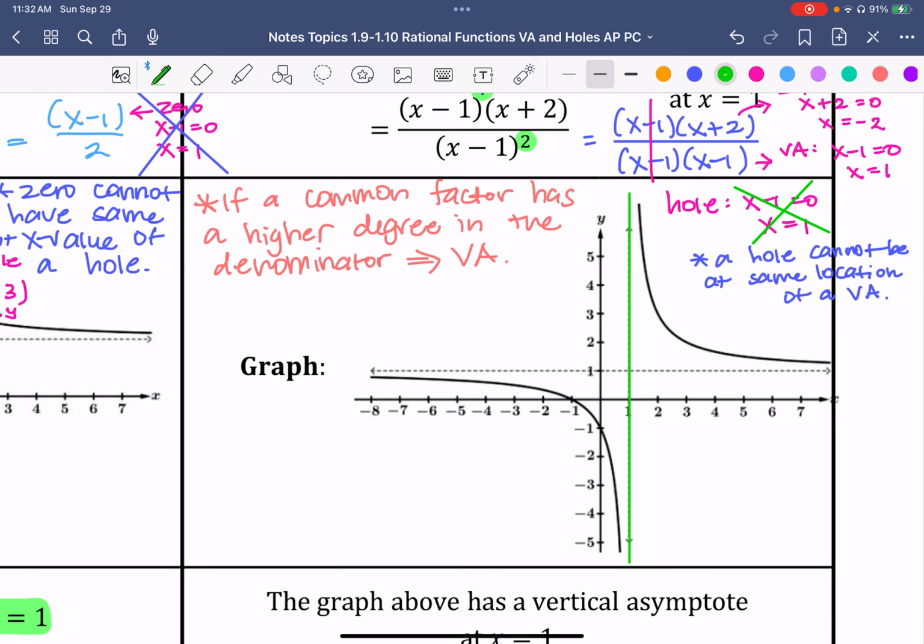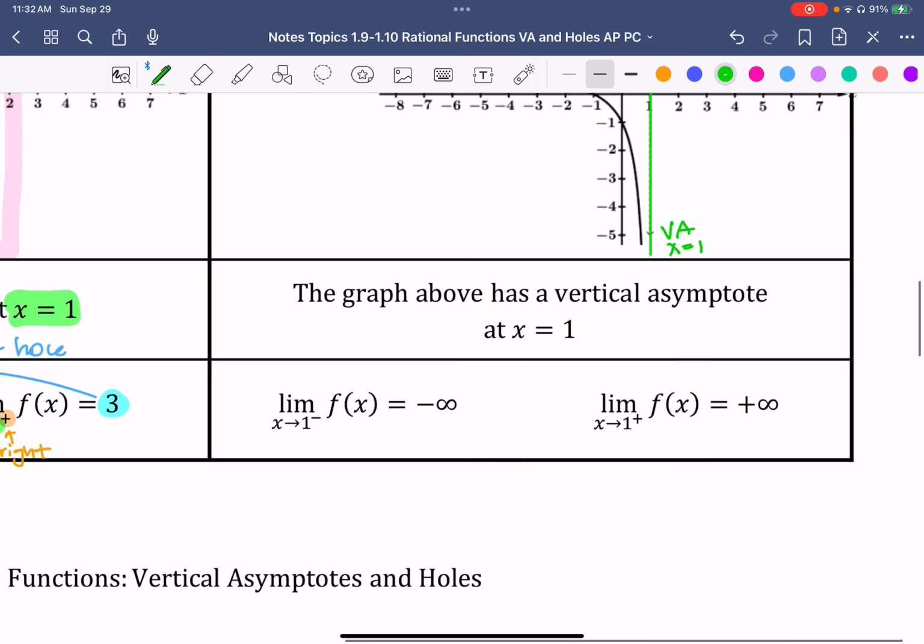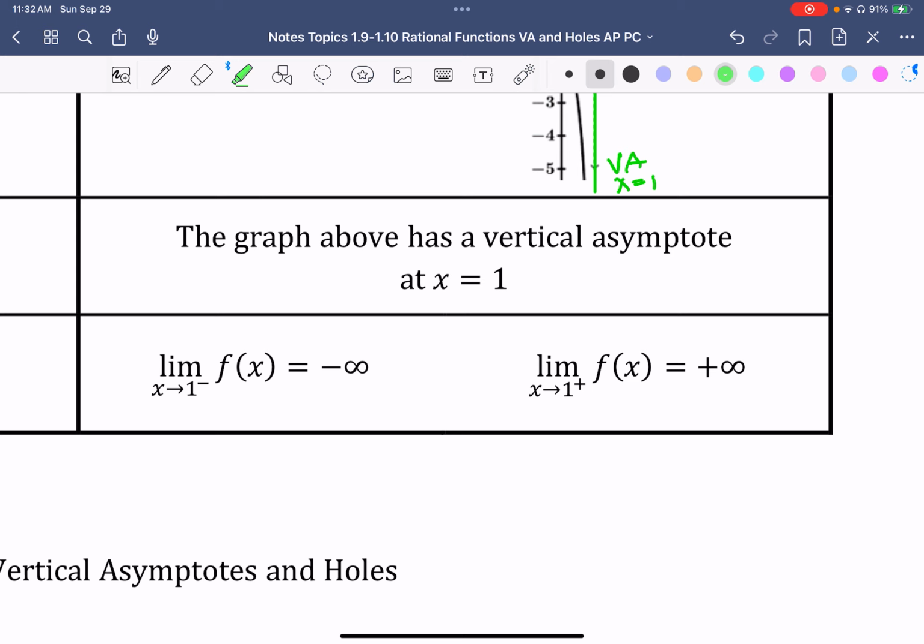They do not always have to give you a dashed line, so please do not rely on the dash to identify the vertical asymptote. For the limit statement, it's similar to the hole. You have x approaches 1 for both the left and the right side, and that will also be the x value of the vertical asymptote. And then we still have the minus and the plus to let you know if it's the left or the right side.